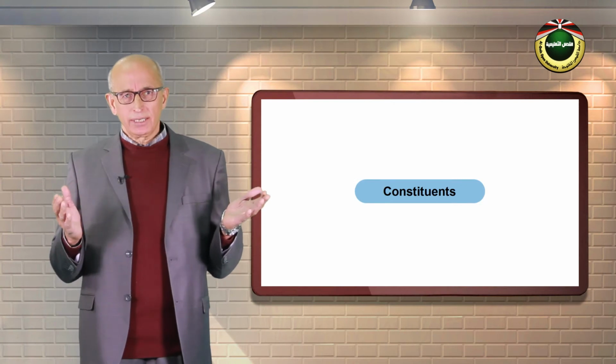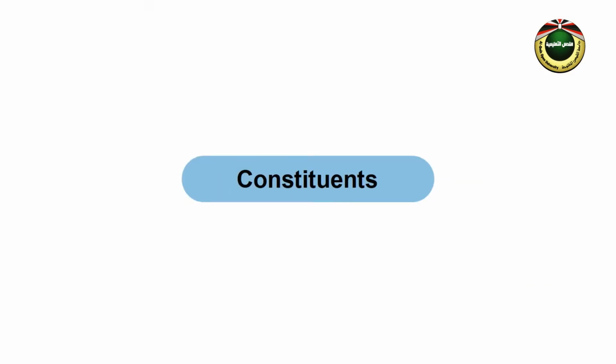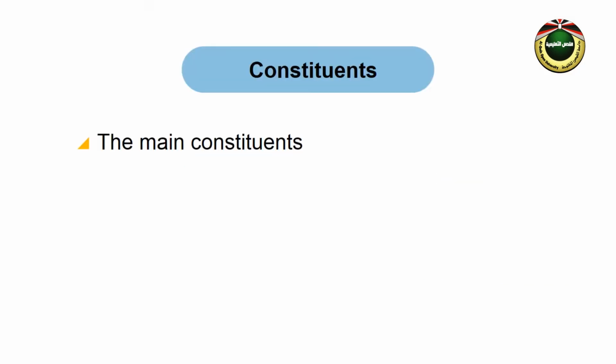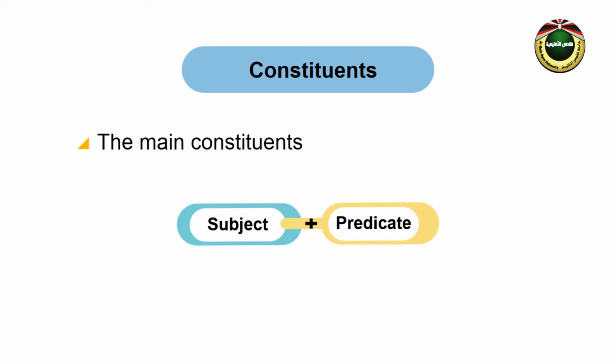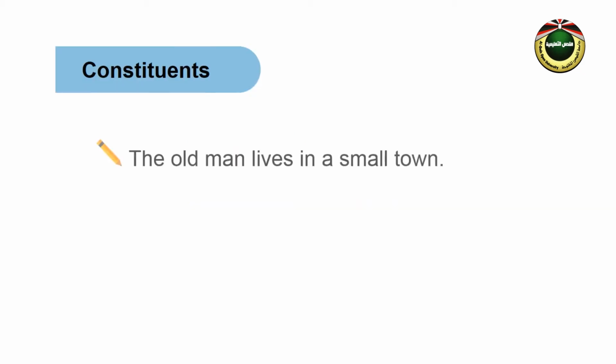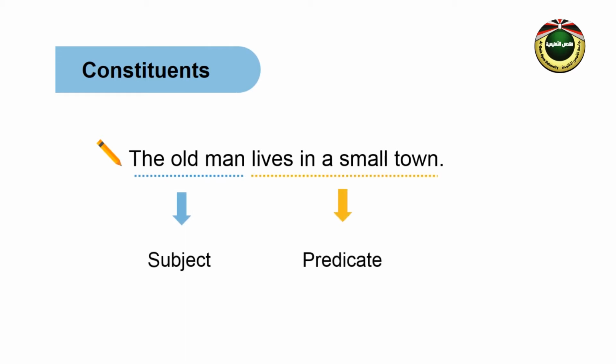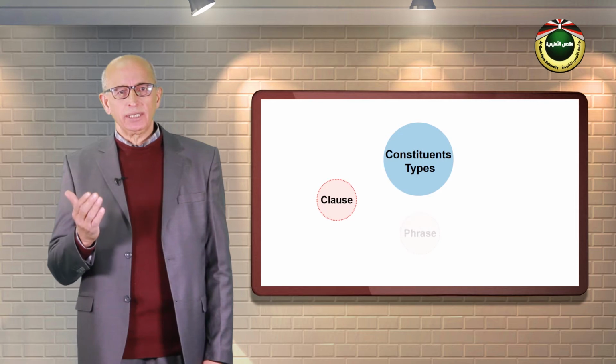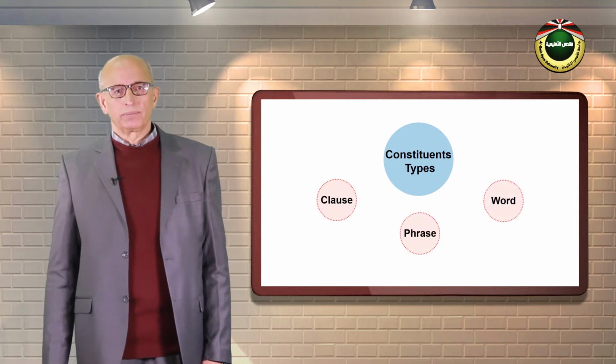The second criterion is constituents. The English sentence has two main constituents, which are subject and predicate. Look at the following sentence. The old man lives in a small town. The old man is the subject and lives in a small town is the predicate. We will explain the subject types in detail through this episode.